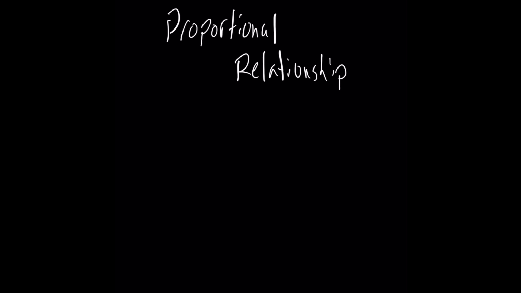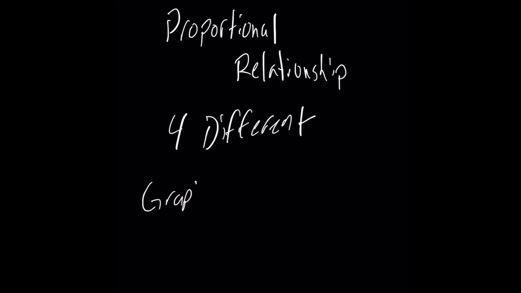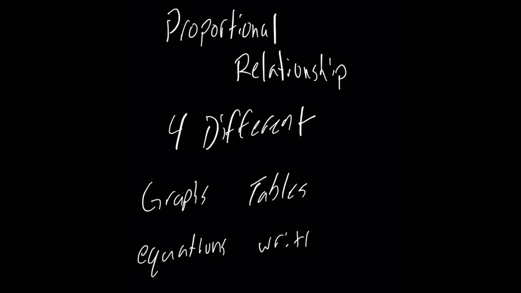Okay. I'm going to tell you something in advance, which is that proportionate relationships can be represented in four different ways. Okay. The four different ways are graphs, tables, equations, and written, which is basically a word problem. That's the four different ways that you can see and work with a proportional relationship. And like I said, for today's lesson, we're going to focus on tables.